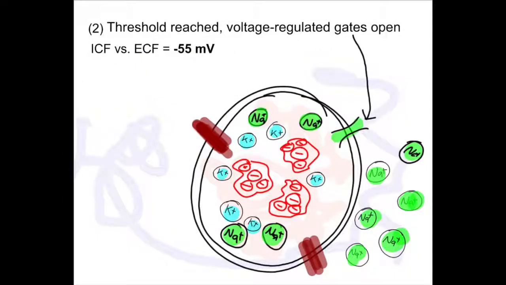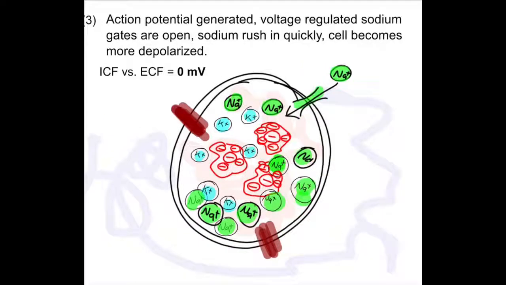Step 2. The local potential reaches threshold, around negative 55 millivolts. That is the minimum needed to open voltage-regulated gates. After threshold is reached, the neuron can now produce an action potential. Boom!